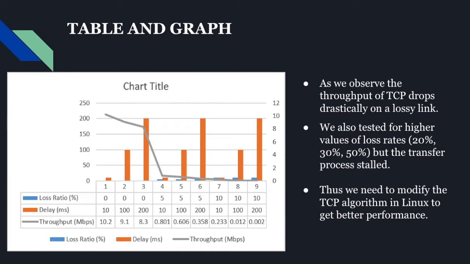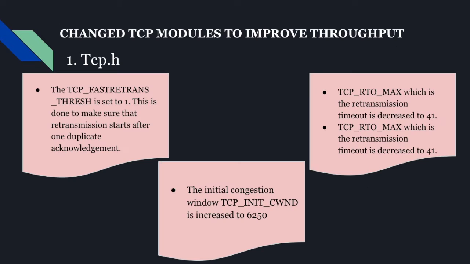So when we tested the same for 20%, 30% and 50% loss rate, the file transfer processes were unsuccessful. Therefore, we need to modify the TCP algorithm in Linux to get a better throughput. Now, for improving the throughput of the network, we need to modify a few TCP modules.